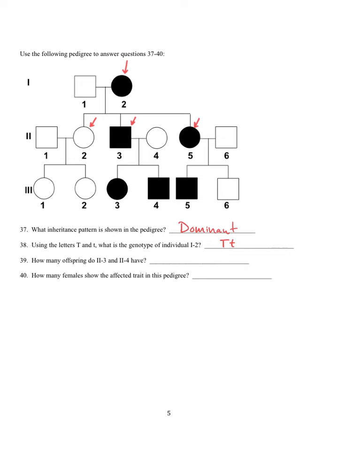Number 39, how many offspring do 2, 3 and 2, 4 have? When you look, we'll find 2, 3 and 2, 4 first, so that's this individual and this individual. We notice we've got 2 vertical lines dropping down from those parents, which means they have 2 children. Number 40, how many females show the affected trait in this pedigree? We're just going to count how many females are shaded in. So you're looking for circles that are shaded in. What you should notice is that you have 1 in generation 1, 1 in generation 2, and 1 in generation 3. And that gives us a total of 3 females that show the trait in this pedigree.